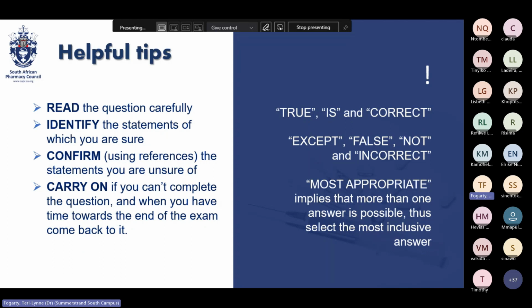Okay, and then usually it's linked to a scenario. So go and reread the scenario and see all the facts that they've given you in that scenario. And then the light bulb should go off and say, okay, I can see why this one is almost correct, but this statement here, that's the correct one, and this is why.